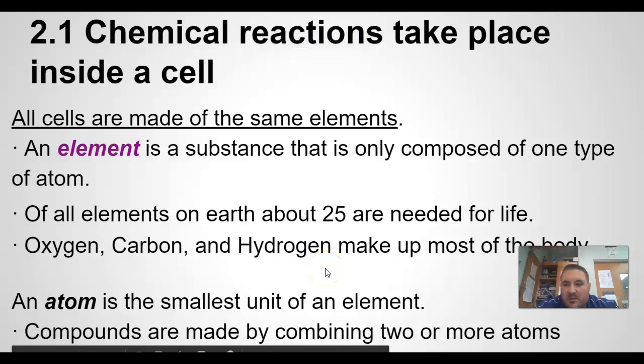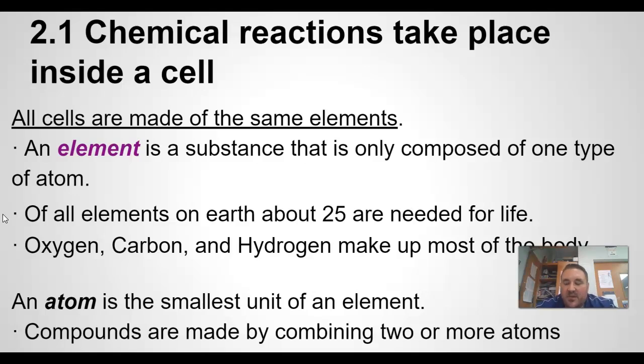Mr. Hescox here talking about Chapter 2, Section 1. These are all the chemicals involved in cells. We're going to talk about the four organic compounds, and we're going to start by talking about reactions. So chemical reactions take place within a cell. We need the water within a cell to give us the place for chemical reactions to occur.